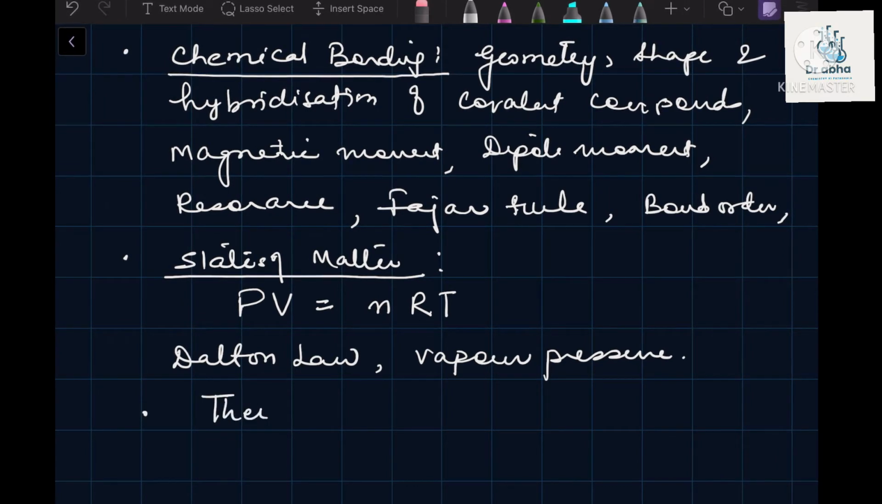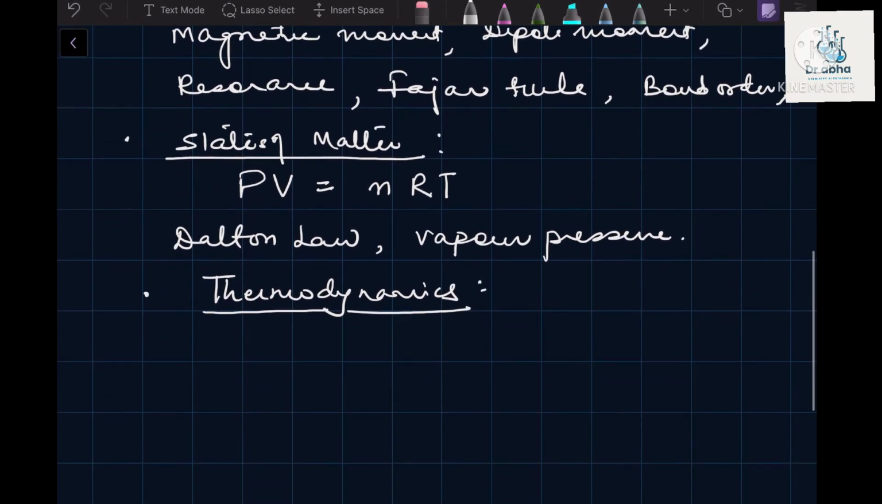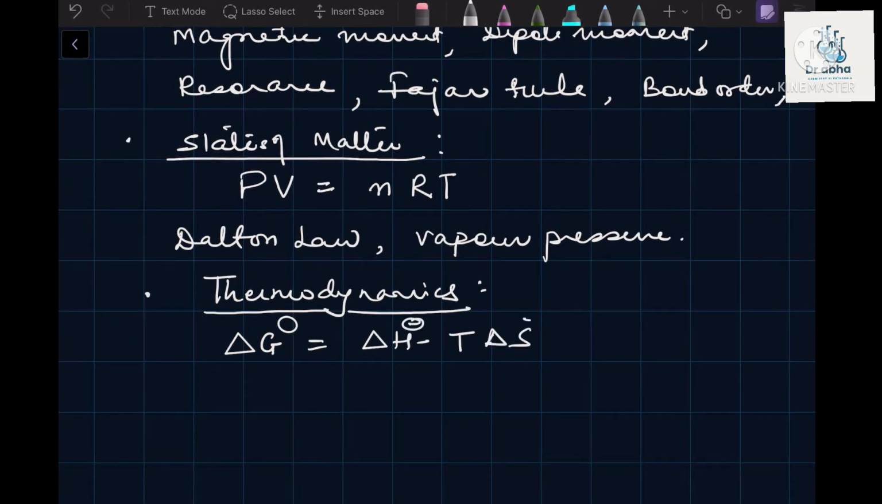Thermodynamics, a very important topic of thermodynamics, which will be used in class 12, is to find out feasibility of a reaction. Delta G is equal to delta H minus T delta S.